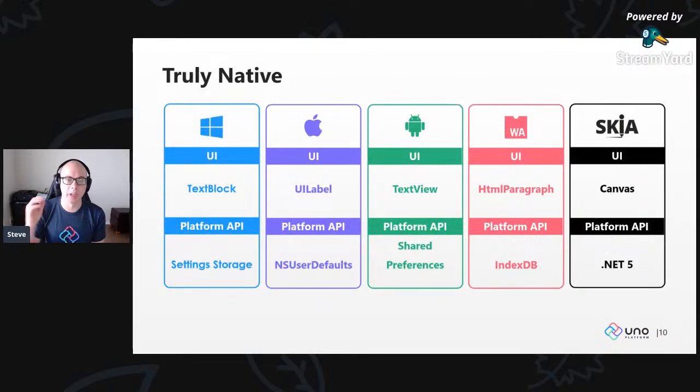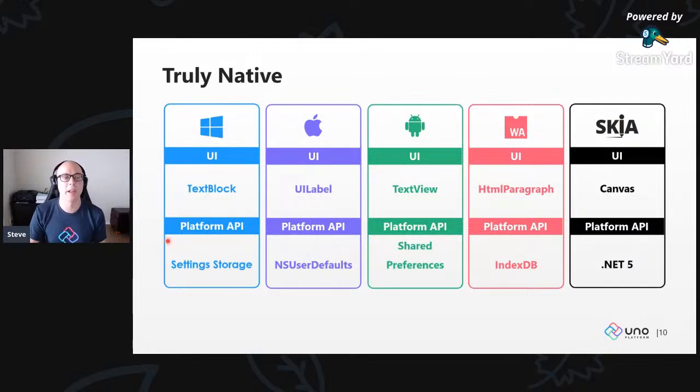And this is just to drive home, again, this truly native line that I mentioned. So in the WinUI world, in your C# and your XAML, you'll be defining something like a TextBlock that's from the WinUI API layer. But really what's happening behind the scenes is that you're getting a UILabel on iOS, you're getting a TextView, you're getting an HTML paragraph element in the DOM.